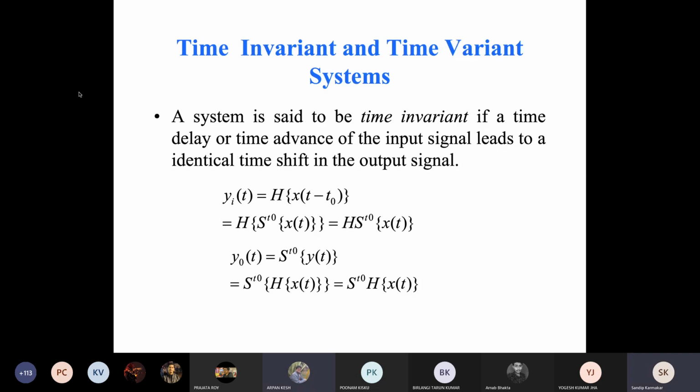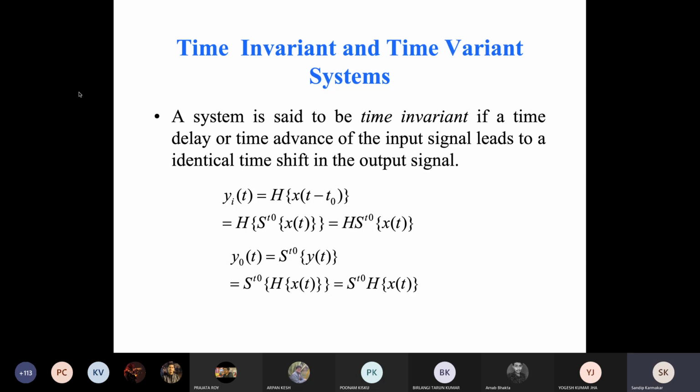Time variant and time invariant. The system is said to be time invariant if a time delay or time advance of the input signal leads to an identical time shift in the output signal.